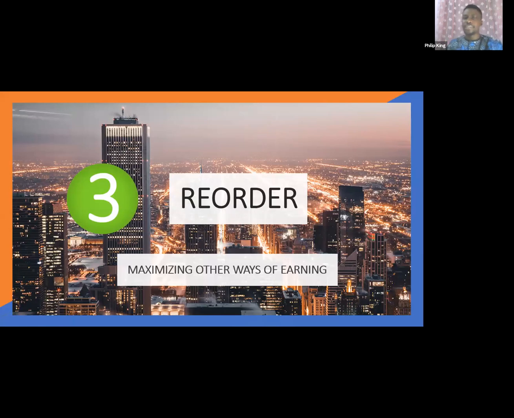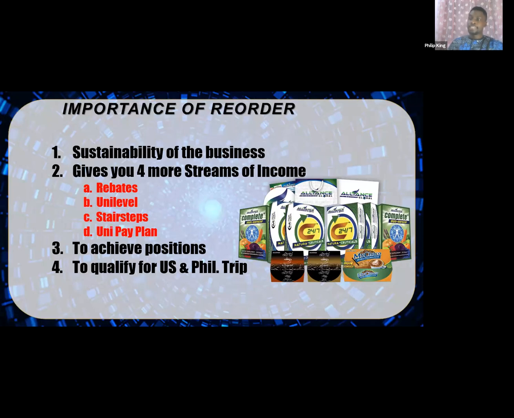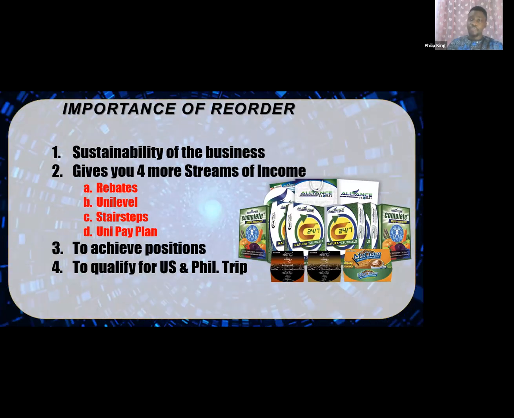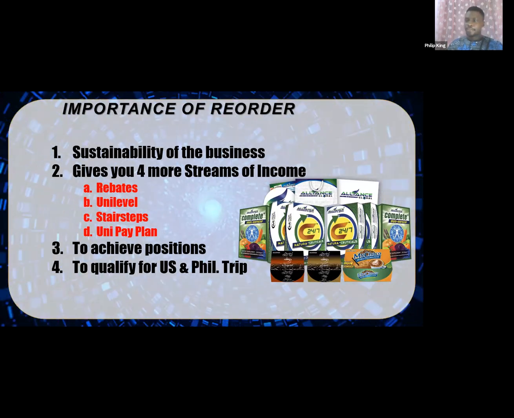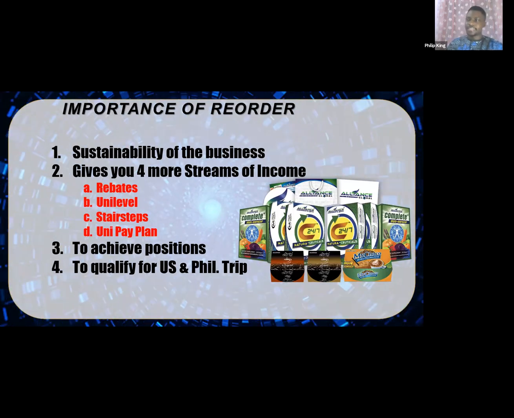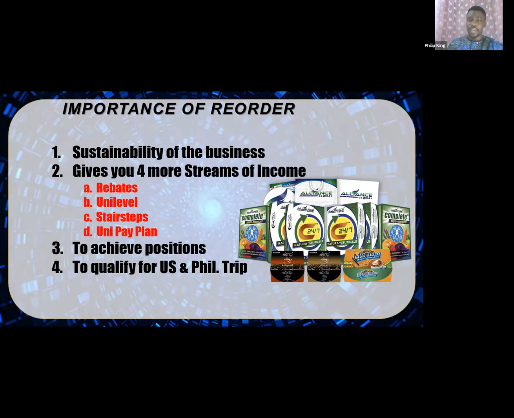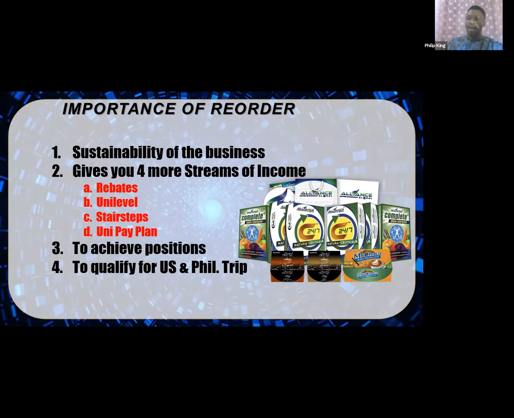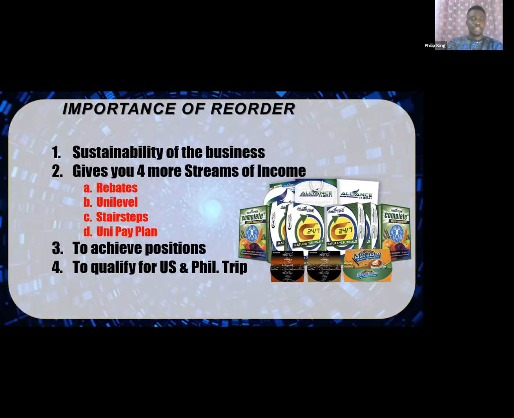Why should I reorder products? Number one, for sustainability of the business, you have to keep buying. You have to keep using the company's product. Your toothpaste is Natural Essentials toothpaste. Don't go and start buying any other toothpaste. Reorder from your product. So sustainability of the business, that's number one.